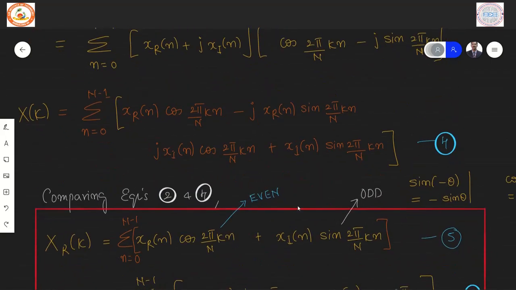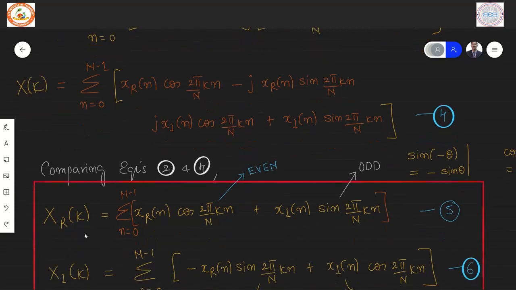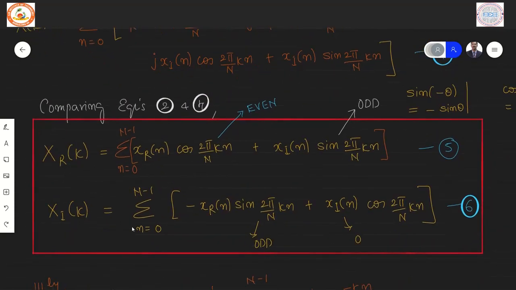So you compare equations 2 and 4 and write the individual expressions for xr of k and xi of k as shown. Here you can clearly identify which term is even and which is odd. If cos is found, it is even, and if sine is there, it is odd. Similarly, we can see which input is real and which is imaginary. Depending on the case, if there is no real term, we can eliminate the respective term. If there is no even term or odd term, you can eliminate the respective term. This is how you select for the various cases.